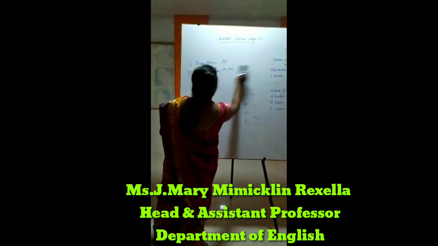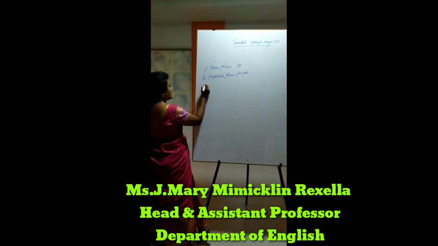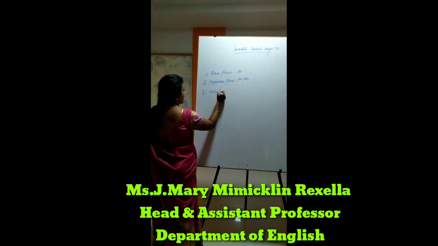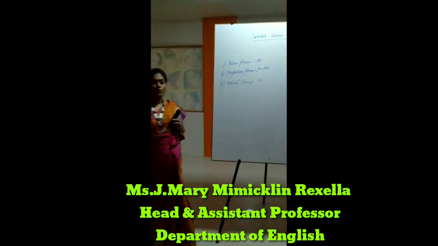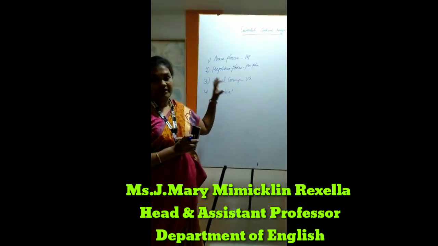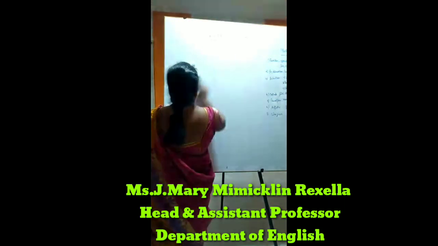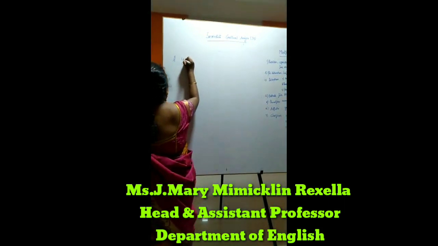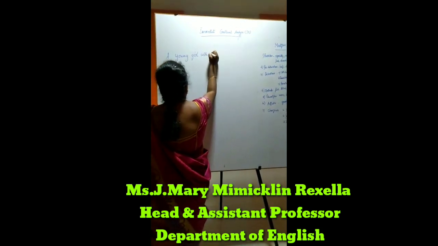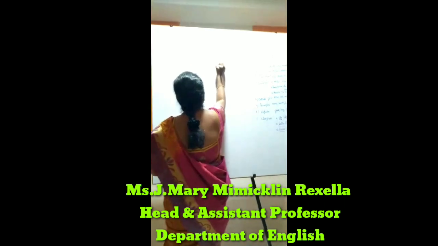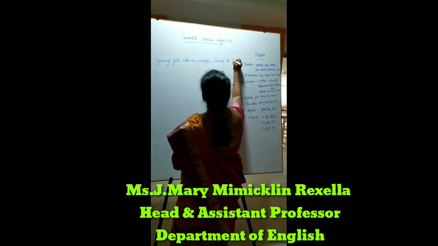And we are going to see the verbal group. The verbal group can be written in short form as VG, in the sentence which we applied earlier. That is, a young girl with an umbrella chased the boy.